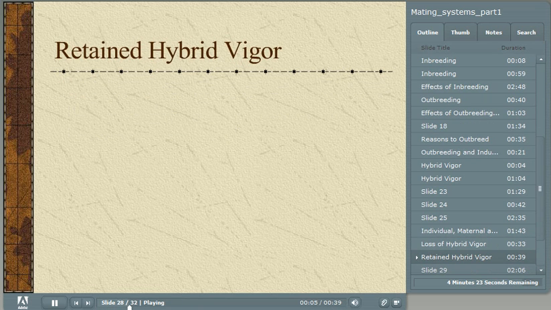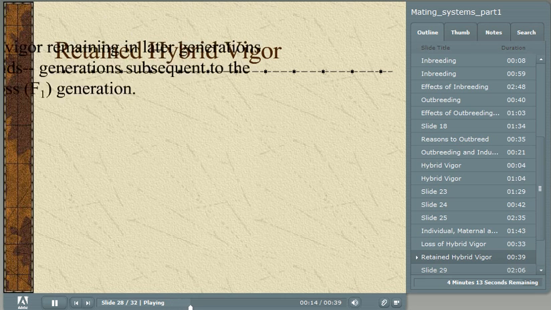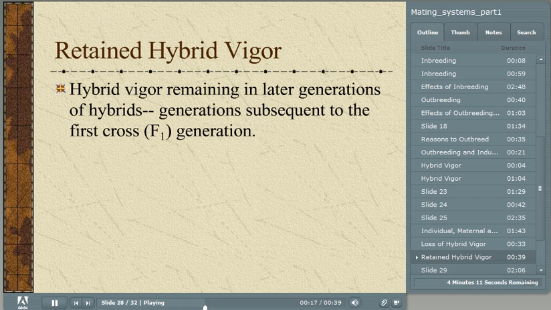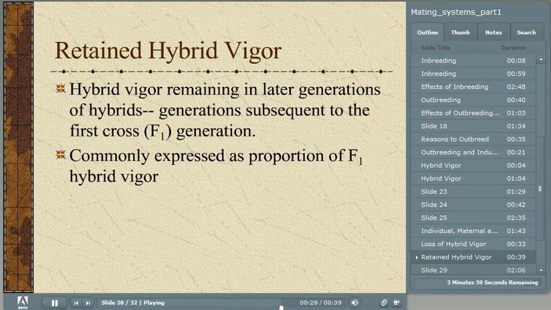So how much hybrid vigor is retained after that initial cross? So when we mate F1s back to F1s or F1s back to one of the parental breeds. And we call this the retained hybrid vigor, the hybrid vigor remaining in later generations of hybrids. And we only lose heterosis provided we don't inbreed in that first cross. And we commonly express this as a proportion of first cross heterosis as well. And in a subsequent slide I'll talk a little bit about how we calculate that.